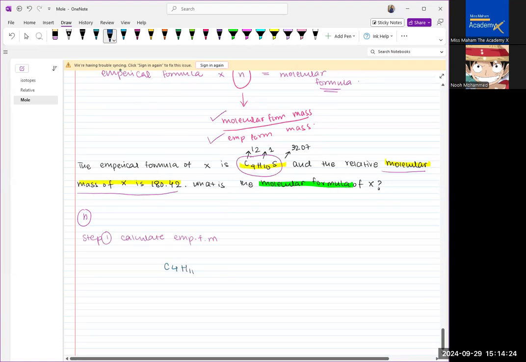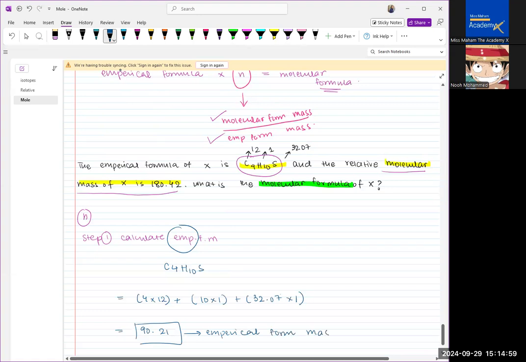Empirical formula has been given to us as C4H10S. So it's 4 into 12, plus 10 into 1, plus 32 into 1. ठीक है, अब इसको टोटल करेंगे तो we'll get the total mass of our empirical formula. The total turns out to be 90.21. 90.21 क्या है? Empirical formula mass.